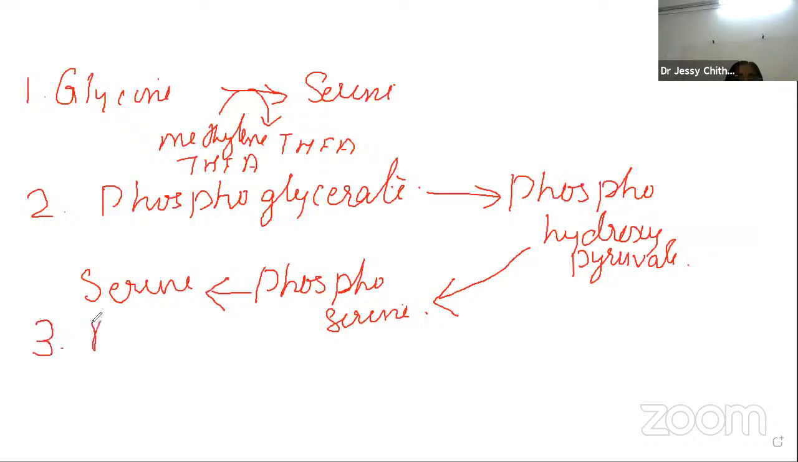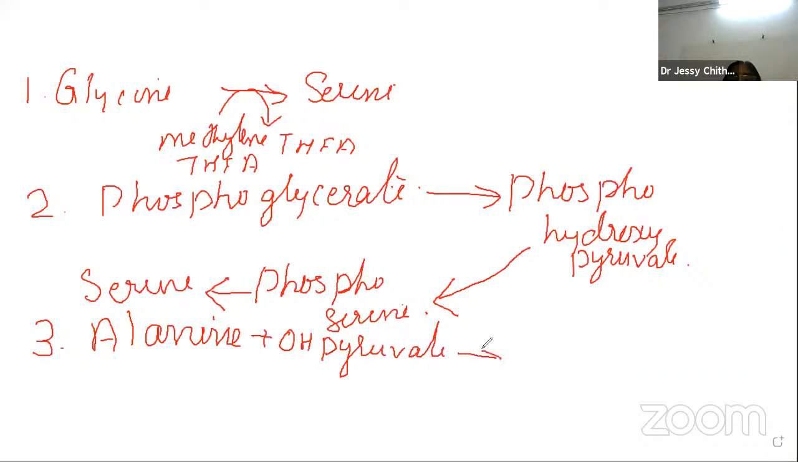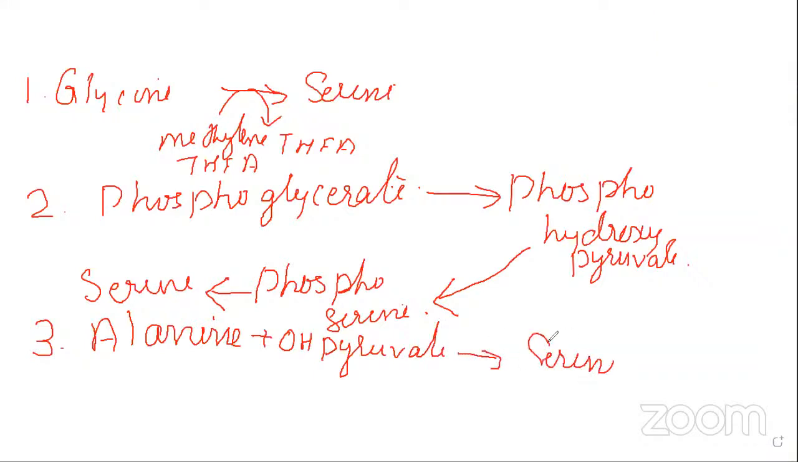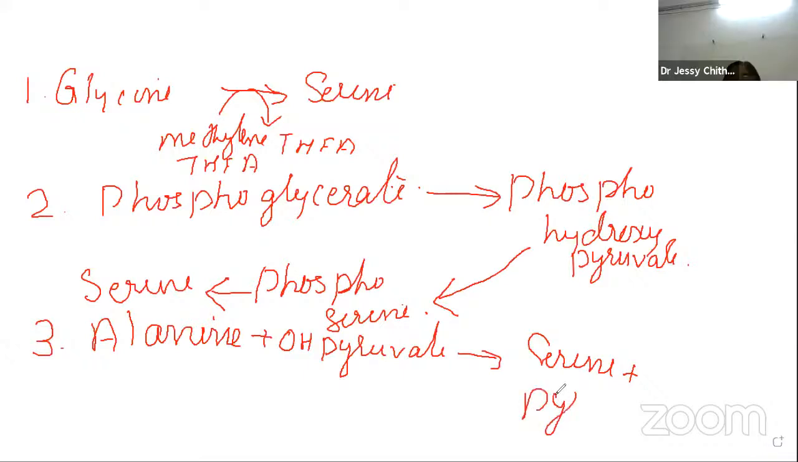Another contributor is alanine. It can be synthesized from alanine by a transamination reaction. Alanine reacts with hydroxypyruvate forming serine and pyruvate. That is a transamination reaction. So serine is synthesized from glycine, from phosphoglycerate, and also from alanine. That is the synthesis of serine.